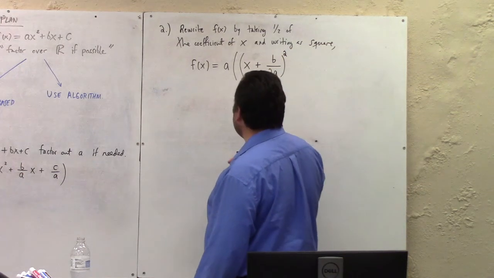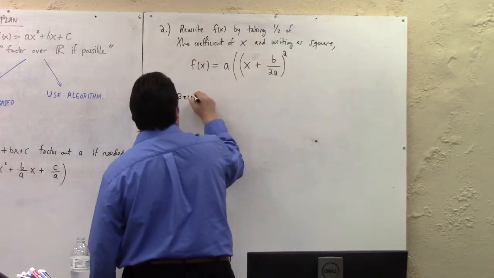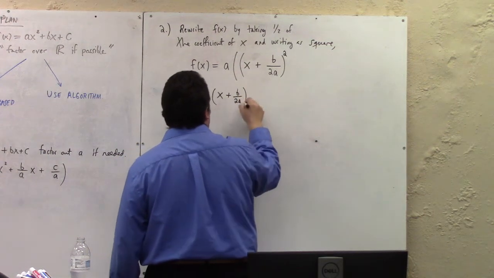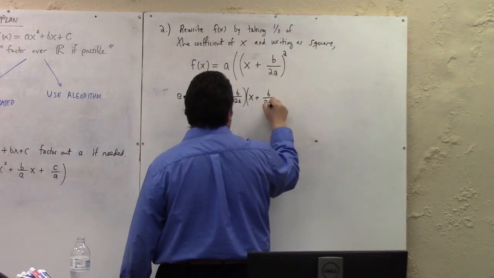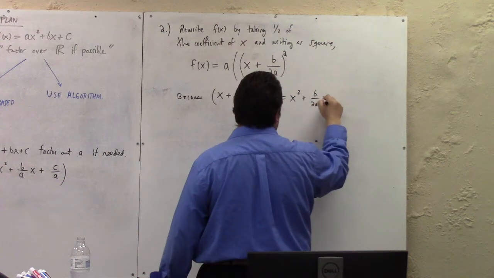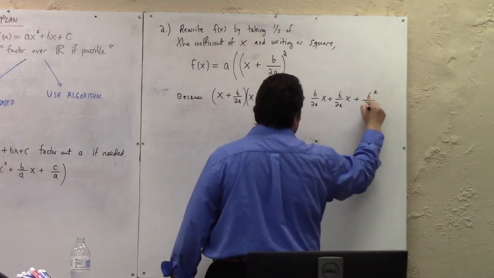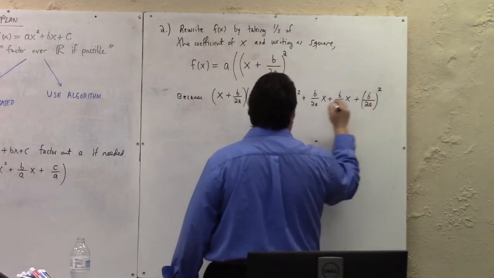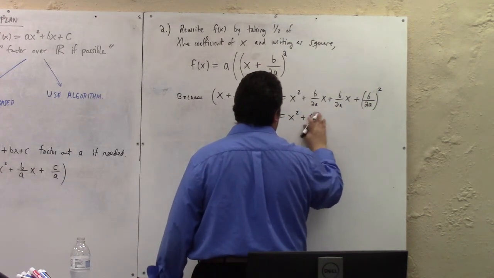When I do that, notice that x plus b over 2a squared is what? x squared plus b over 2a x plus b over 2a x plus b over 2a quantity squared. The point is that it gives us the x squared plus b over a x.